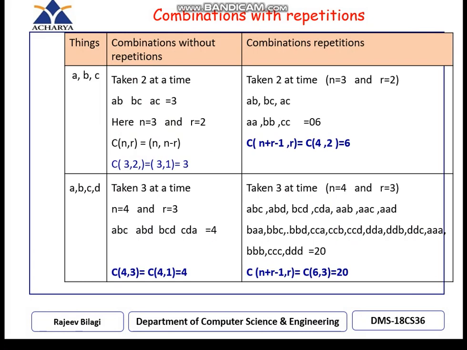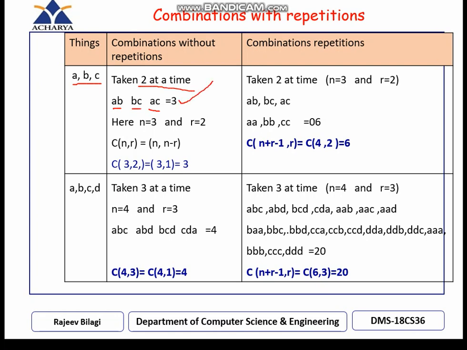Okay, now I have taken some examples of how to use these combinations with different repetitions. If you take one example, there are three different things, a, b, c, and the different combinations when you take two elements at a time would be either ab or bc or ac. So totally there are three options.